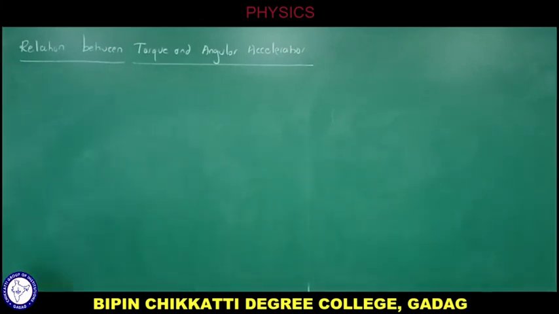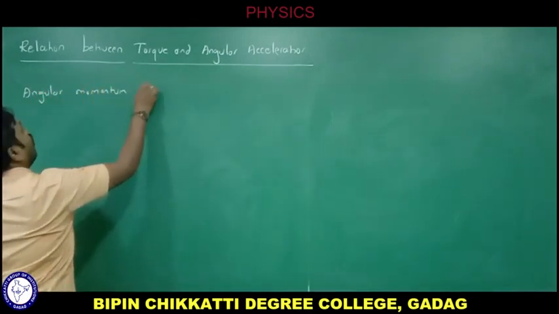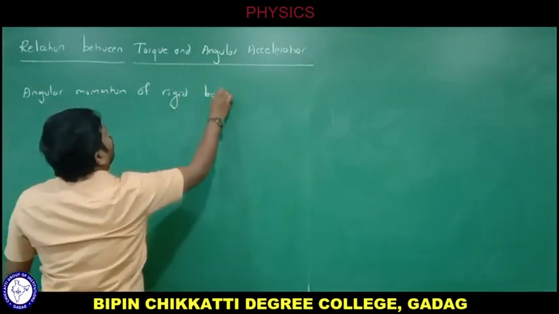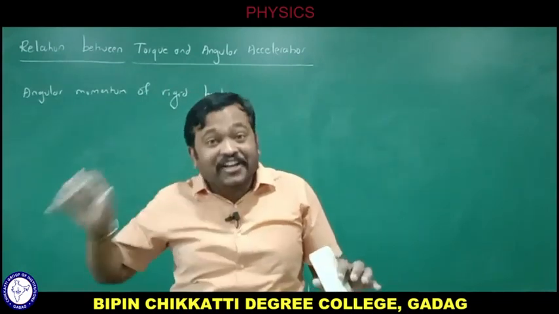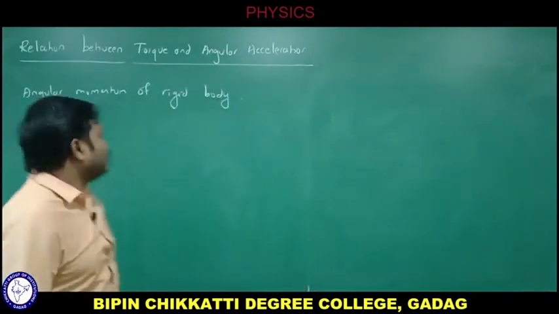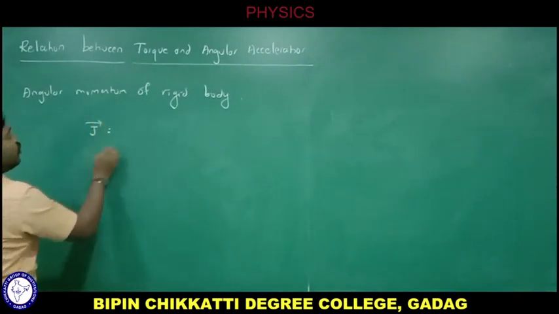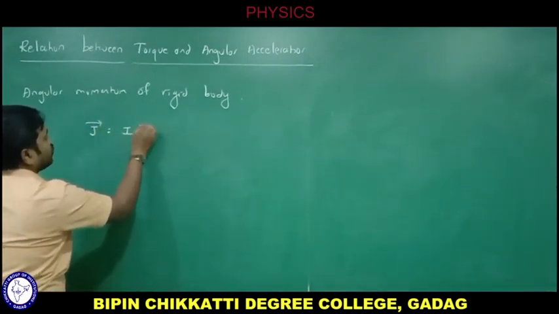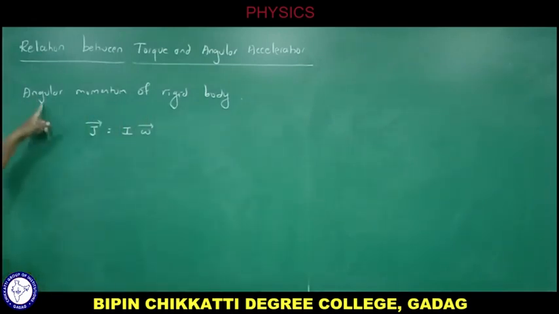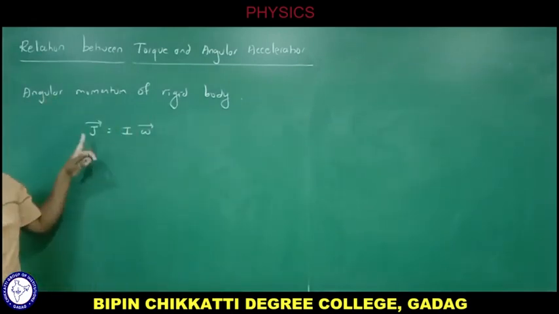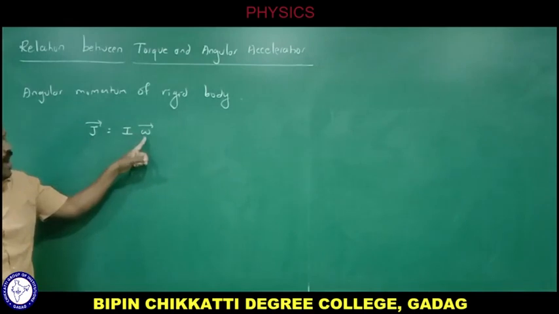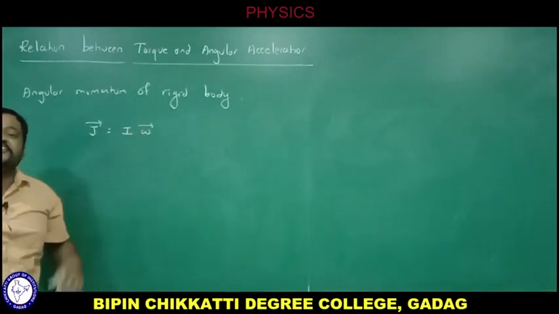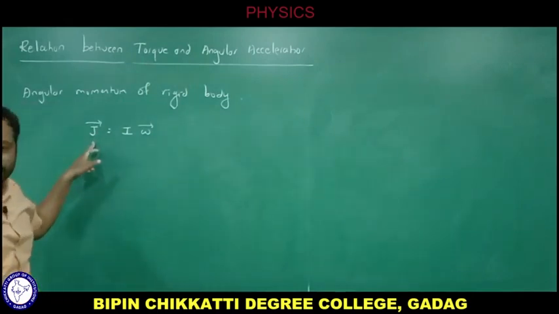Angular momentum of a rigid body. We have already derived in the last session the angular momentum of a rigid body. The formula was J is equal to I into omega, the product of moment of inertia and angular velocity. Now, shall I differentiate it? Because I want torque now, so I will be differentiating it. Shall I write like this?